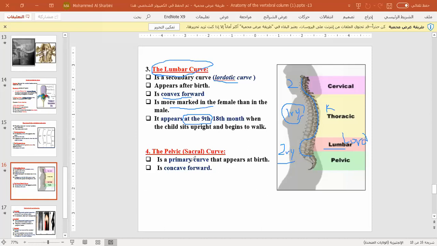Now let's see the sacral curve. The sacral curve will remain primary, convex from posterior. So it is very, very easy. Starting from the cervical: secondary, primary, secondary, primary. The secondary is convex anterior, but the primary is convex from posterior.